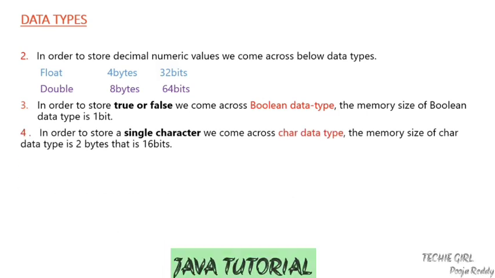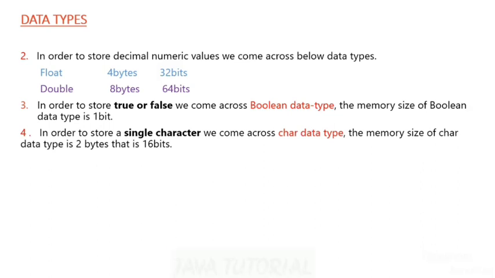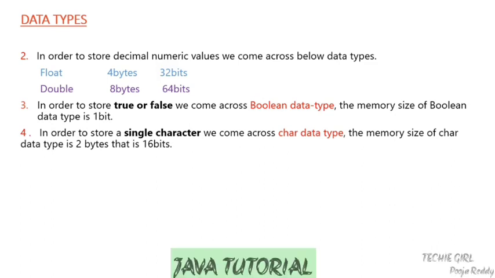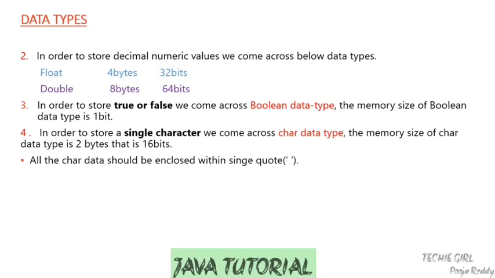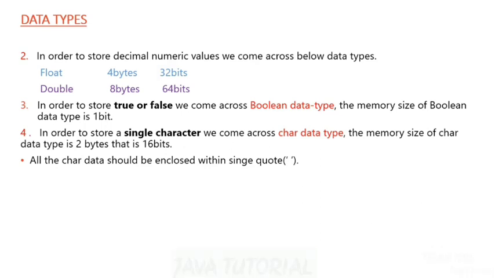In order to store a single character, we'll come across the char data type, and the memory size of this char data type is 2 bytes, which is equal to 16 bits. The character data type can store 16 bits of data, and it should be enclosed with single quotes, and it should be a single character inside the single quotes.